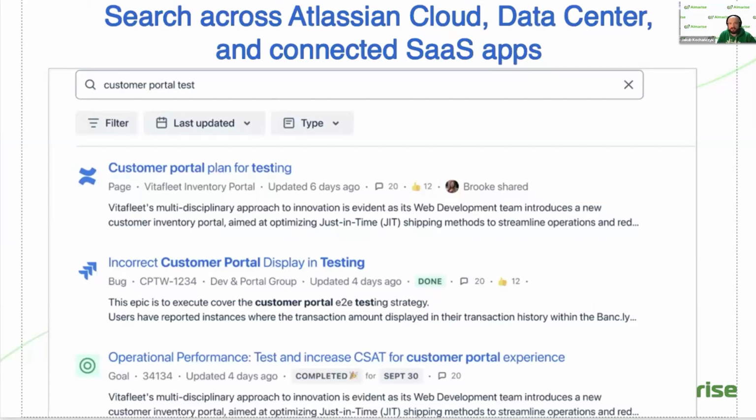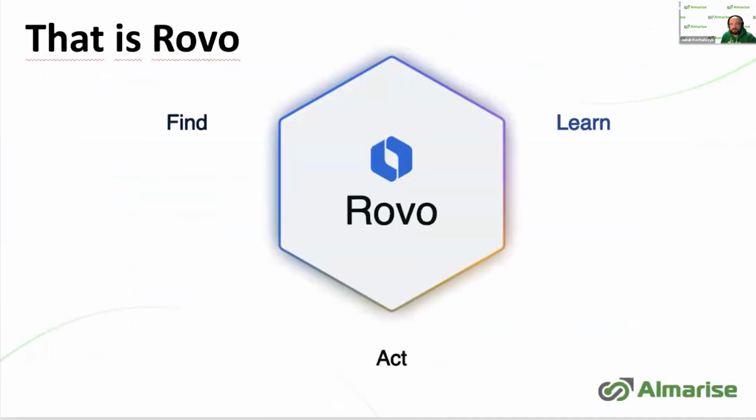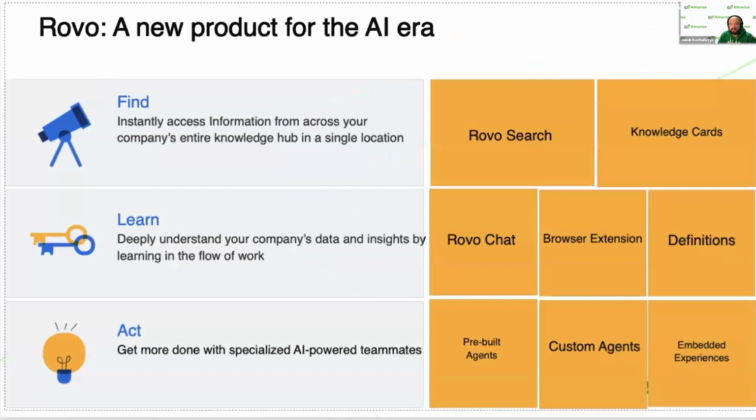So as we have tons of applications and various sources, Atlassian decided to put all those data within one place, and they called it Rovo. Rovo is a place where you can search and find knowledge spread across the whole organization, learn that information through Rovo chat, browser extensions, or Rovo definitions, and act on that knowledge with agents: custom agents, pre-built agents, or embedded experiences. Today we will mostly be working in the Rovo chat and agents environment.